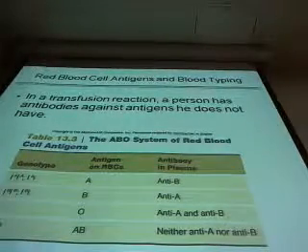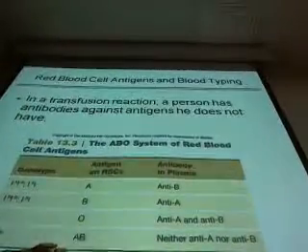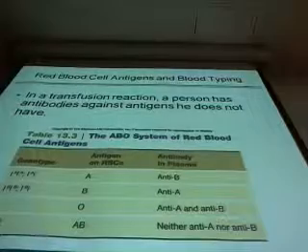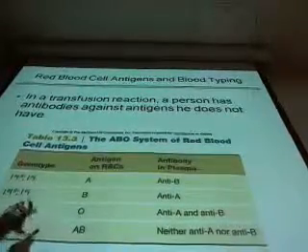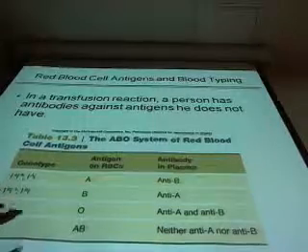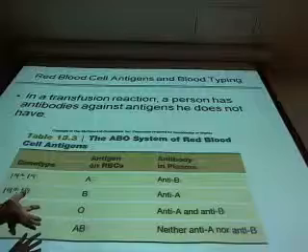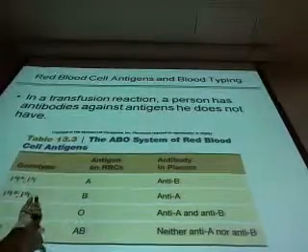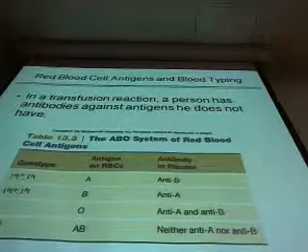AB, on the other hand, is a universal recipient because there are no antibodies in the serum, because everything is recognized as self. So you can give them A blood, you can give them B blood, you can give them O blood, or AB. I don't even keep AB in my laboratory.